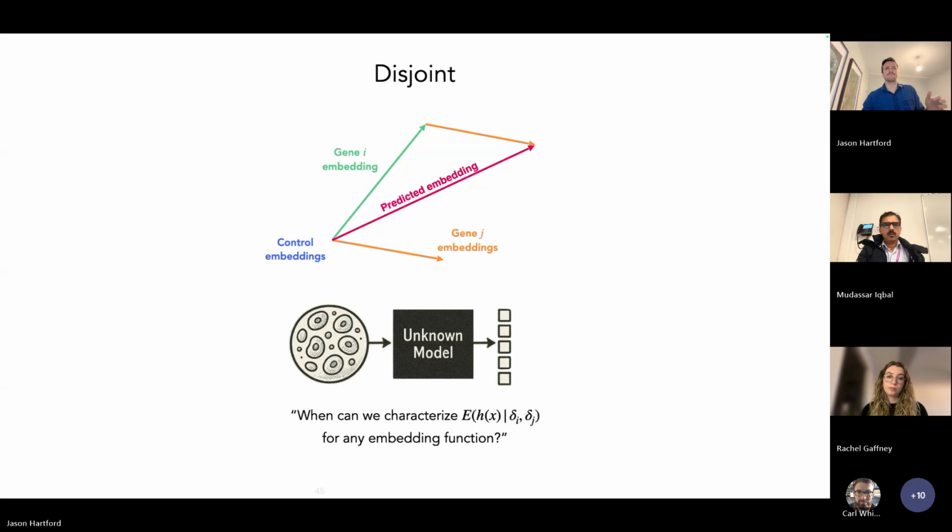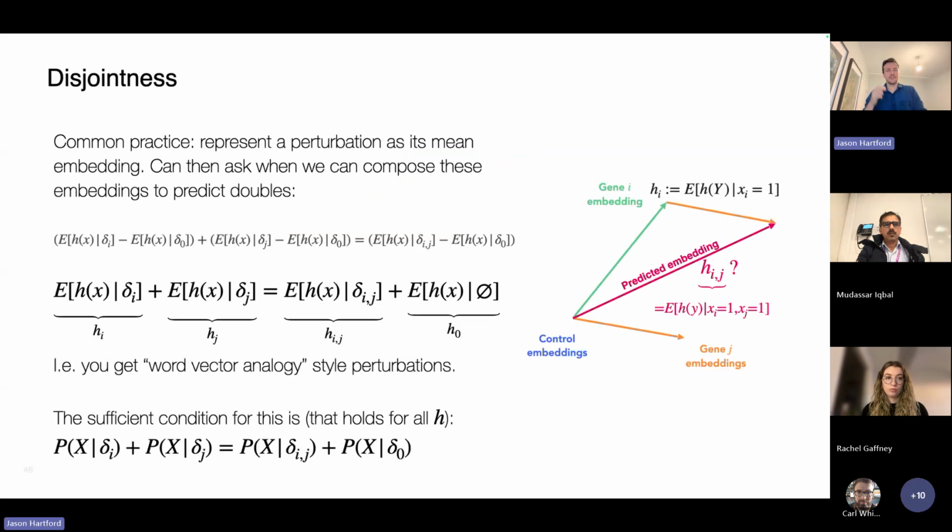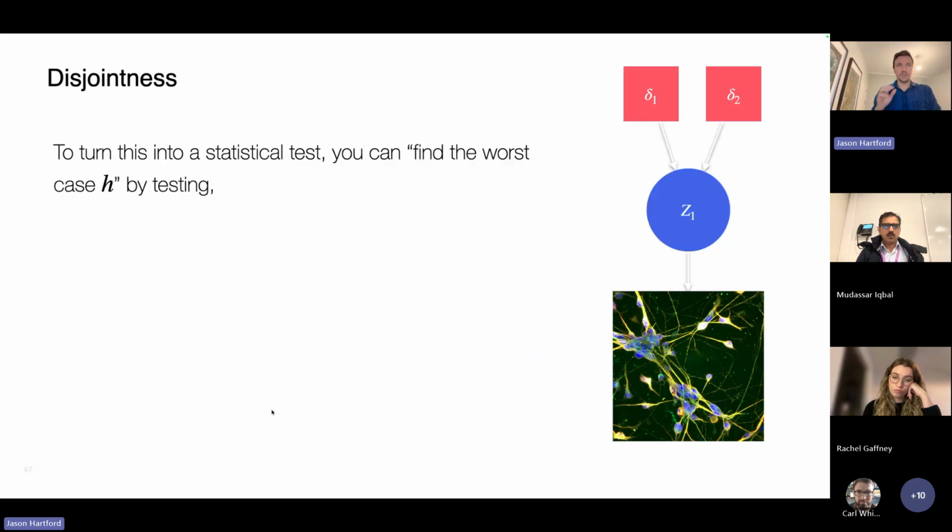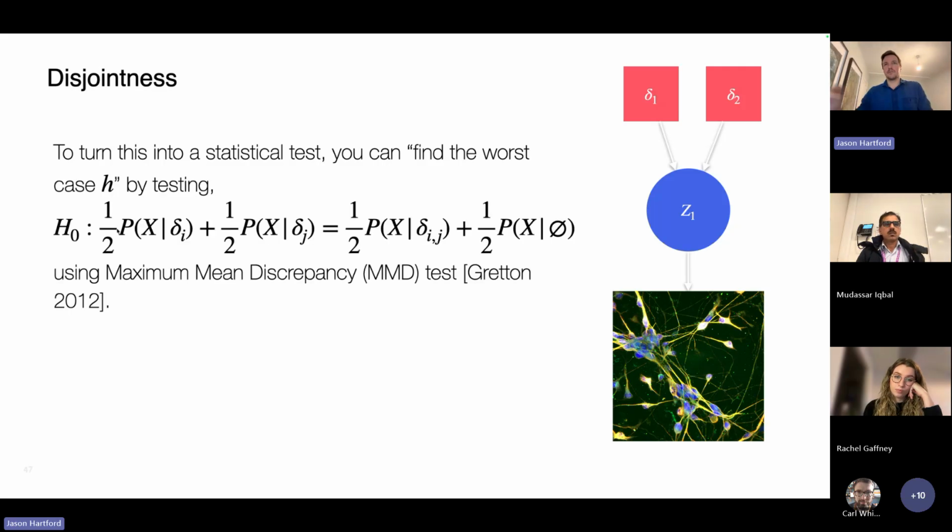Now, a sufficient condition for this to hold for any embedding function h is if you have these conditional densities summing. This is a very weird condition. We can talk about it some more, and I can explain some cases where this happens. But if this holds, then by just taking expectations, it's easy to see that this is going to hold. So if I have this condition, then for any embedding function h, we'll have this algebraic relationship. And we can turn this into a statistical test by multiplying that relationship across by 0.5. So now I have one mixture distribution that I have to compare to another mixture distribution.